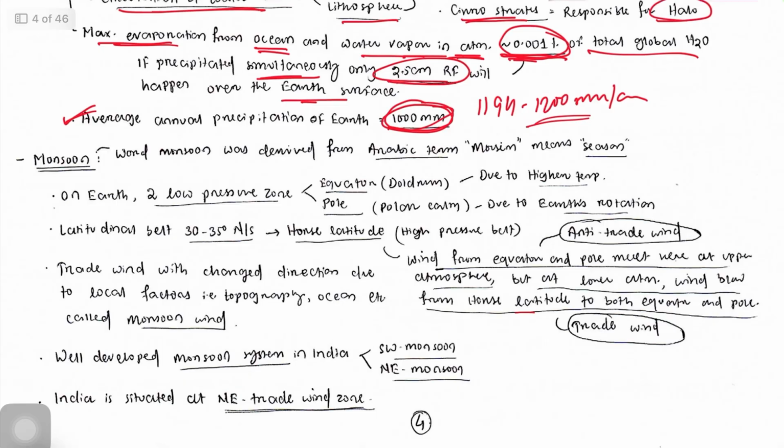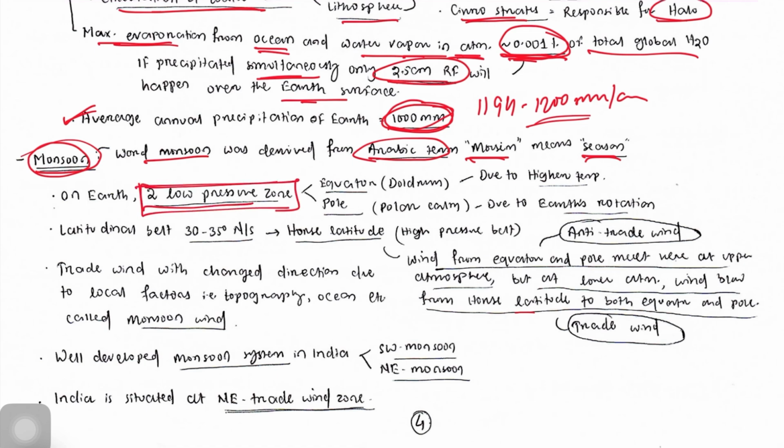Now let's see monsoon. When we talk about rain, we talk about monsoon, right? Late monsoon, early monsoon. So what is this monsoon? The word monsoon was derived from the Arabic term mausim, which means season. On earth, two low pressure zones are there. So monsoon is related to atmospheric pressure belts. So let's discuss what the pressure belts are.